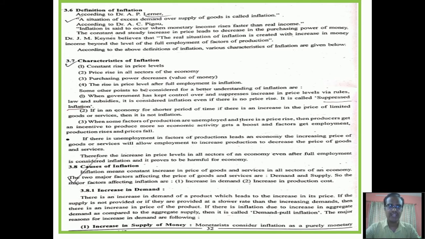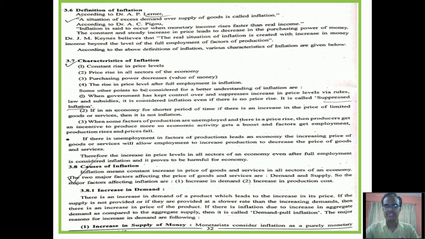So increase in the demand: there is an increase in the demand for the product, which leads to an increase in the price. If the supply is not provided, or if it is provided at a slower rate than the increase in demand, then there is an increase in the price of the product. If there is inflation due to an increase in the aggregate demand as compared to the aggregate supply, then it's called demand pull inflation. Very important for section A or section B. What is demand pull inflation?